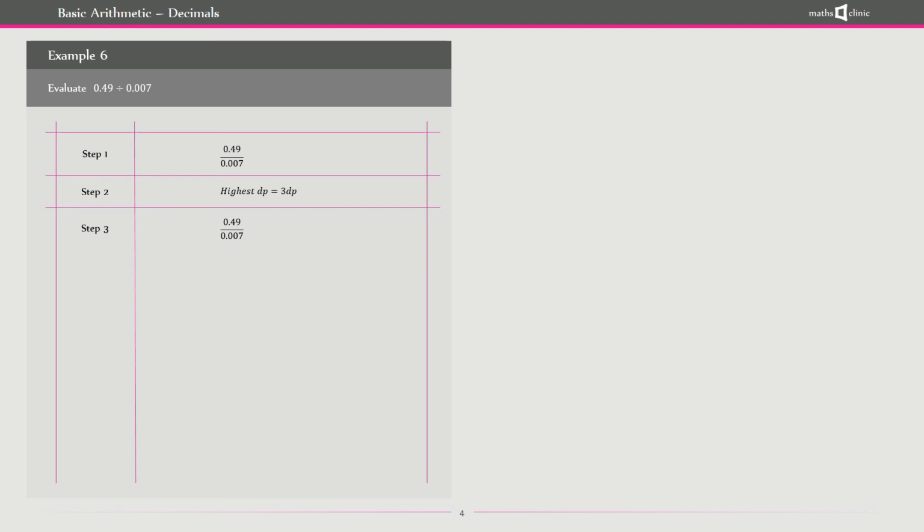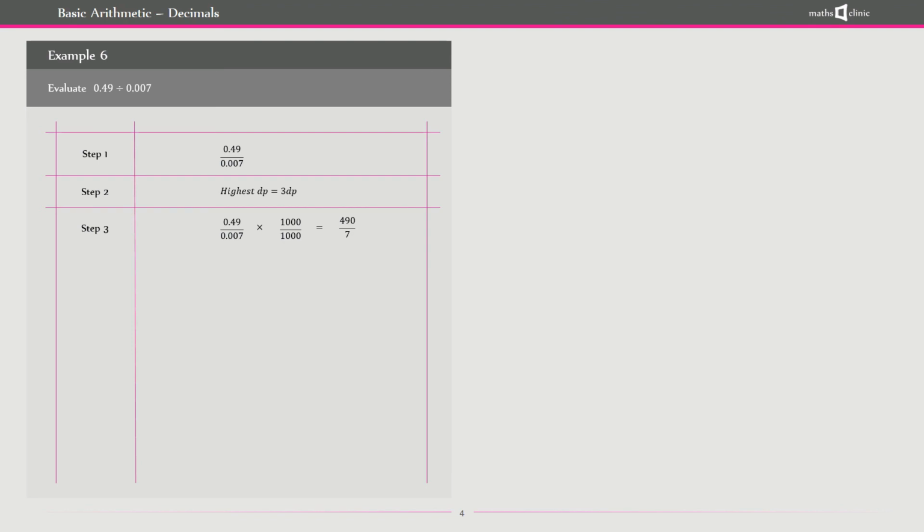Because we're dealing with three decimal places, just think of it as 3 tens. We're going to multiply by 10 times 10 times 10, that's 1,000. So I'll multiply the numerator by 1,000 and I'll multiply the denominator by 1,000. And when I do that I get 490 divided by 7.